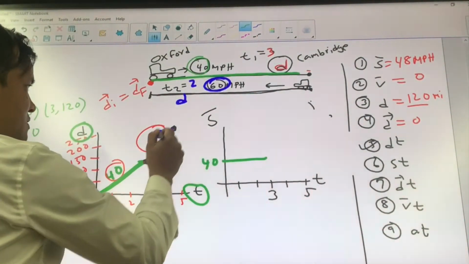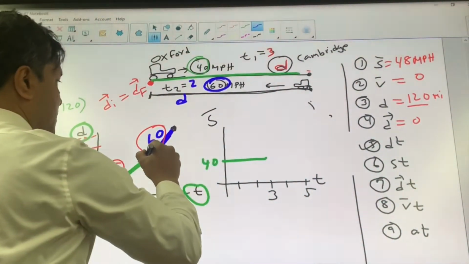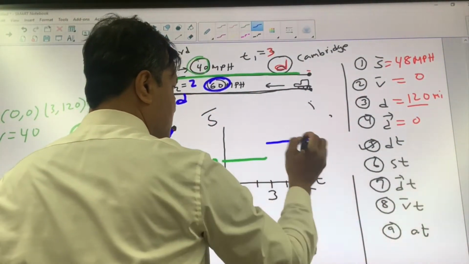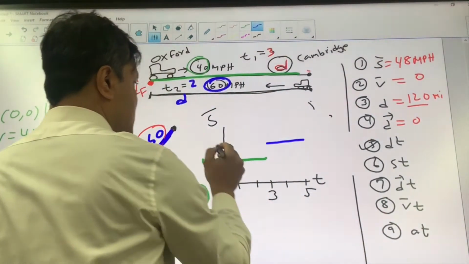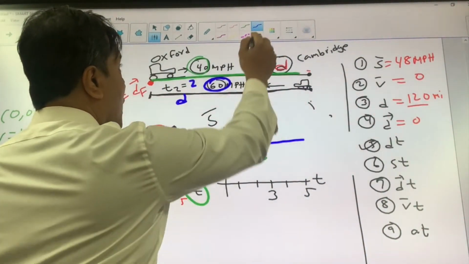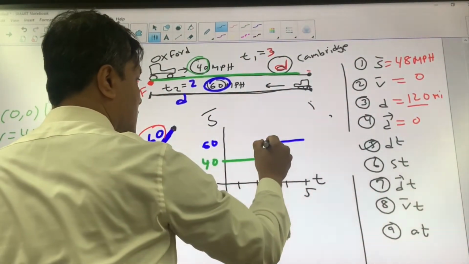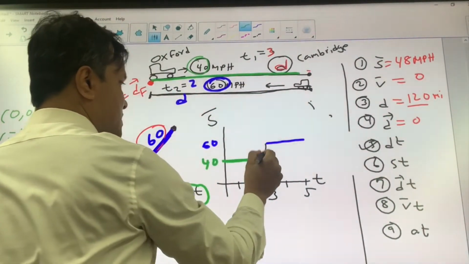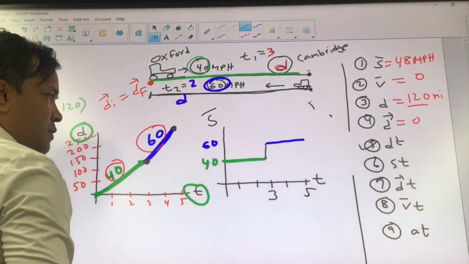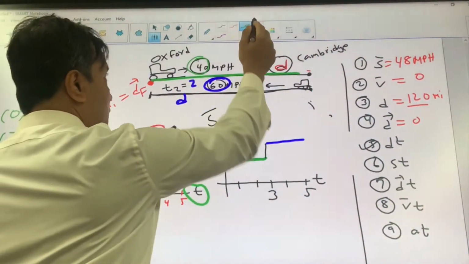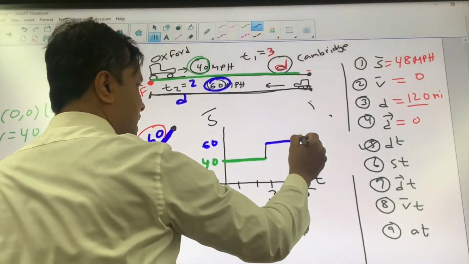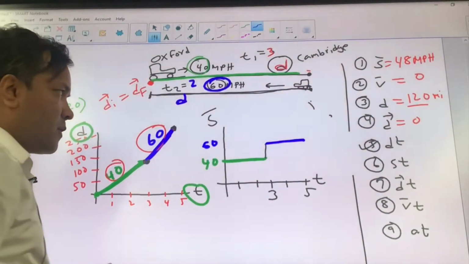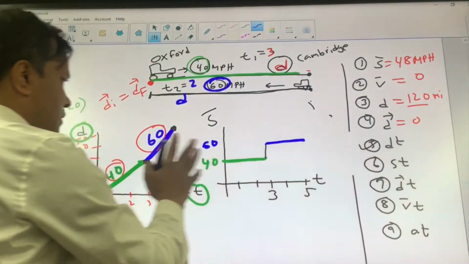Now I'm going to take the slope of this one. This one is 60. So from Oxford to Cambridge the speed is 40 miles per hour, and from Cambridge to Oxford again the speed is 60 miles per hour. Hopefully that makes sense.